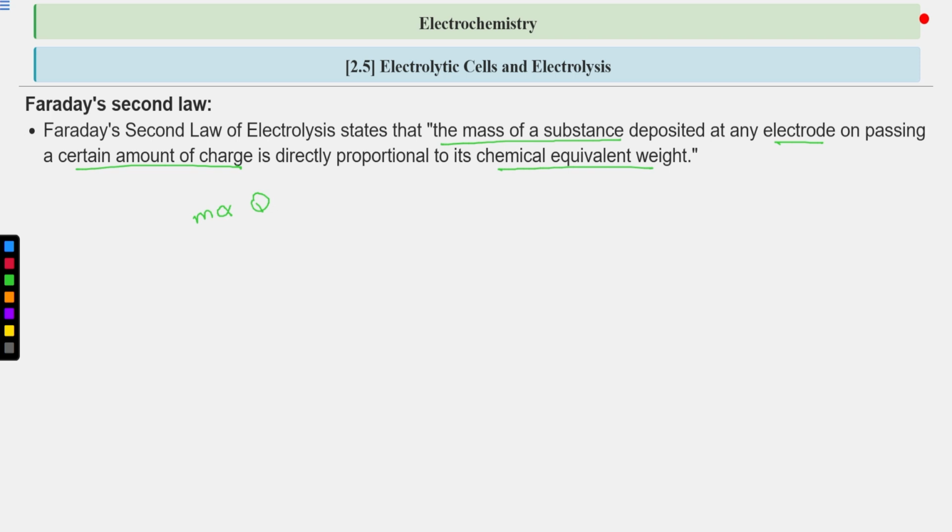But in his second law, Faraday states that the mass of a substance which is deposited at any electrode in our cell on passing a certain amount of charge, that means in this law we have a known charge which we are passing through the cell. So the mass of a substance deposited is directly proportional to its chemical equivalent weight. Okay, substance chemical equivalent weight.